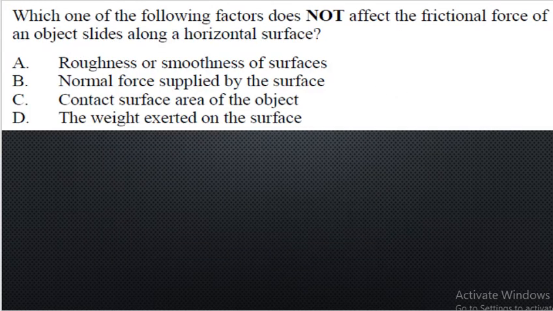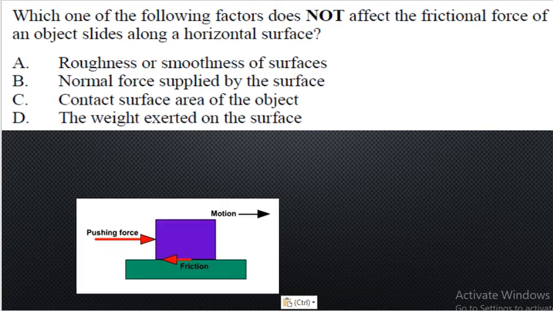Okay, when we proceed to the next question, it says which one of the following factors does not affect the frictional force of an object that slides along a horizontal surface? Which one is not? So there are choices: roughness or smoothness of the surface, normal force applied by the surface, contact surface area of the object, and the weight exerted on the surface.